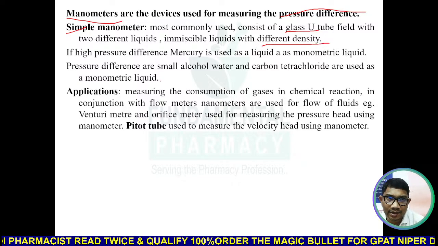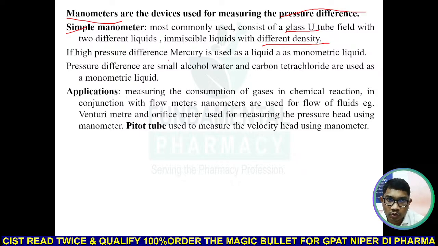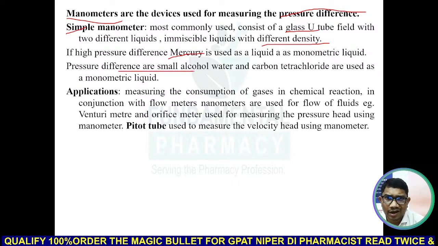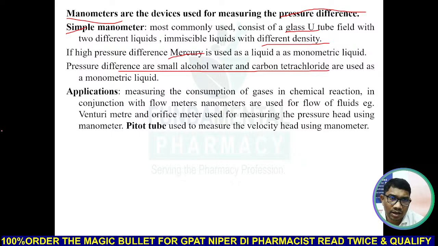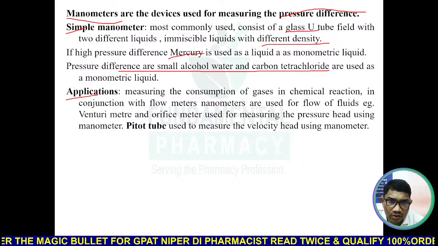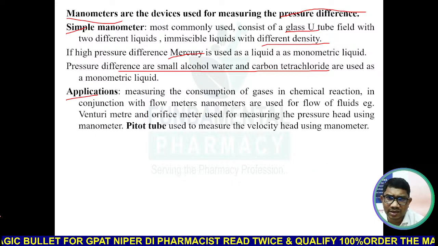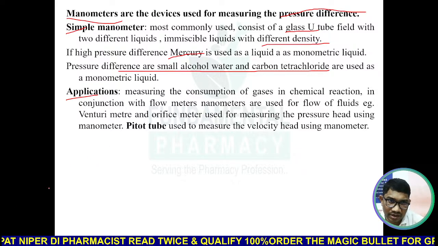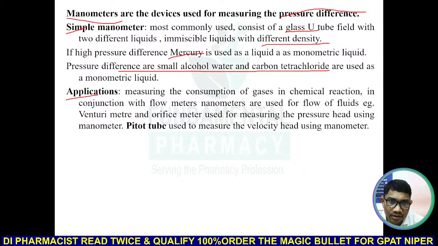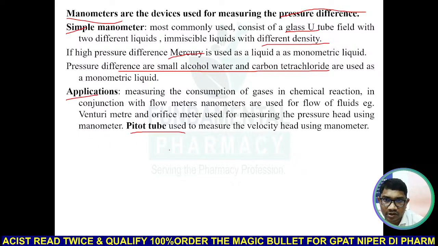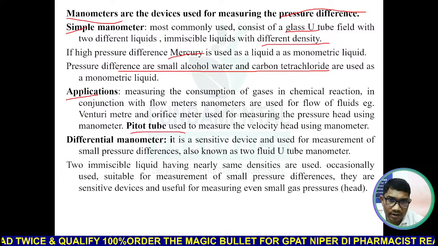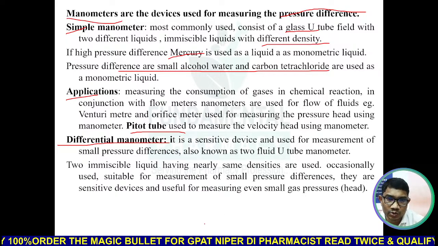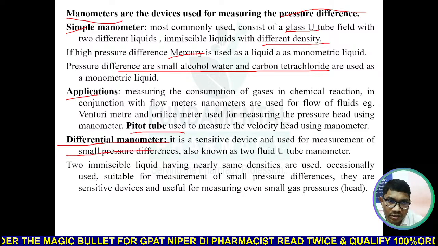When pressure differential measurement is high, mercury is used as a manometric liquid. When pressure difference is small, alcohol, water, and carbon tetrachloride can be used as a manometric liquid. For measuring the consumption of gas in a chemical reaction, along with the flow meter, they are used to measure the flow of fluid. This is a venturimeter or a orifice meter. Today we are going to see. Pitot tube is also used to measure the velocity head using a manometer. Differential manometers are sensitive devices, and they are used to measure small pressure differentials.